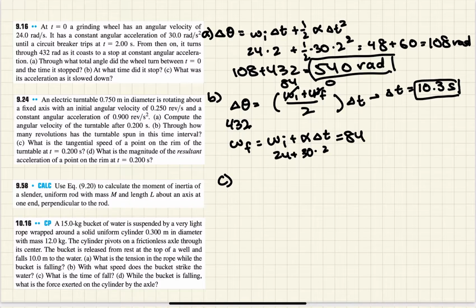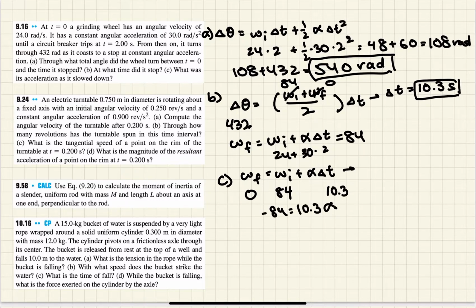And then for part C, it's asking for the angular acceleration. Again, we could have found that earlier actually, but we can just do final angular velocity is equal to initial plus angular acceleration times delta t, same equation as before. This time the final is 0 because it stops. This is 84 because that's this. And then 10.3 seconds is what we know. So we just have to solve for angular acceleration. So move the 84 to that side. That becomes negative 84 is equal to 10.3 times alpha. And just divide by 10.3 to get alpha.